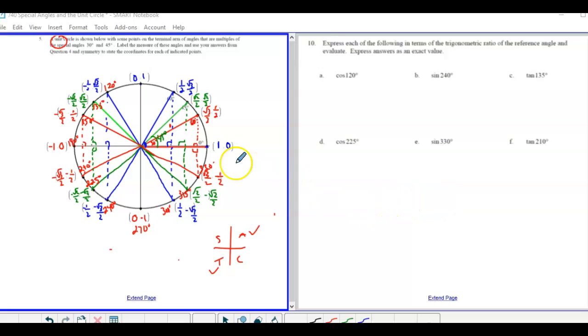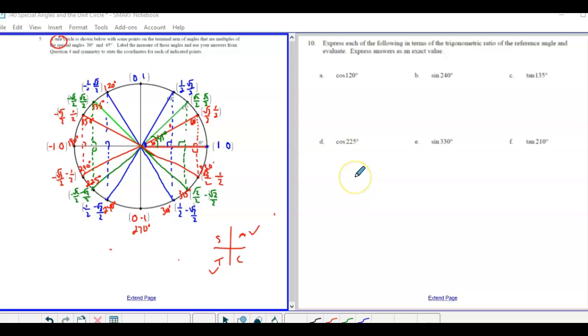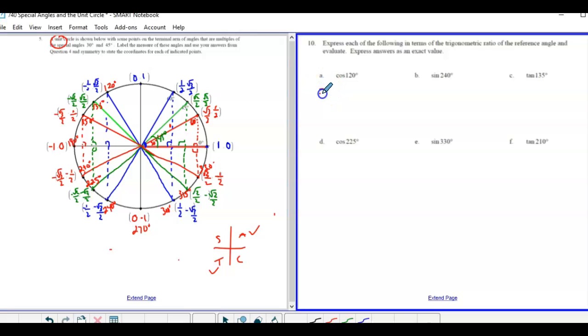Okay, so I've just moved the circle again with all the right special angles there. Sorry. Okay, so express each of the following in terms of the trig ratio of the reference angle and evaluate. Express answers as an exact value. Okay, so in terms of the trig ratio of the reference angle, cosine 120, so 120 is up here. How can we show that as the cosine of its reference angle, which is 60 degrees? Is it the same? Well, cosine in the second quadrant, that's going to be negative.